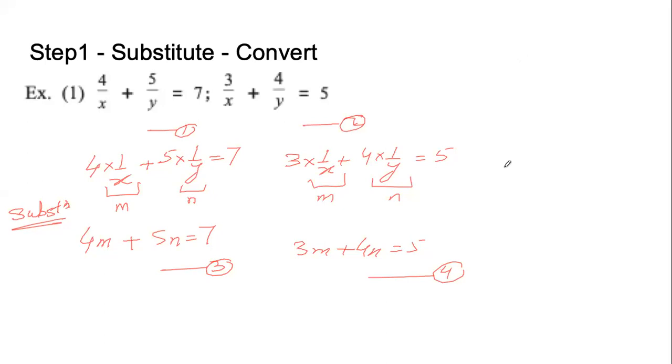So we will move to the next screen. You need to have these new equations in your notebooks. It will not be there on your screen. Write down quickly: 4m plus 5n equals 7 and 3m plus 4n equals 5. Also, if you are able to complete all the questions during the class, you don't need to write it again for the homework. If you are not able to do it, you will need to do it.